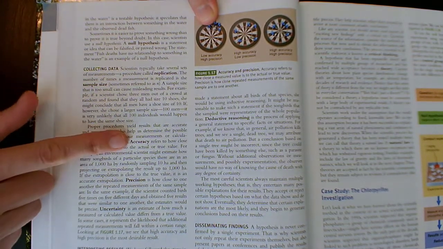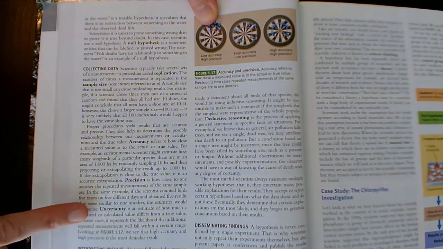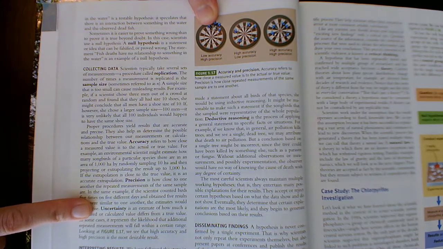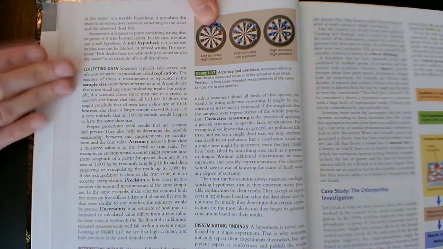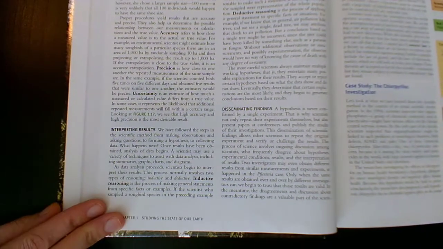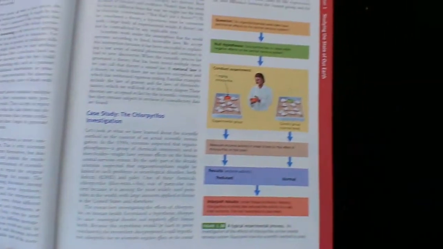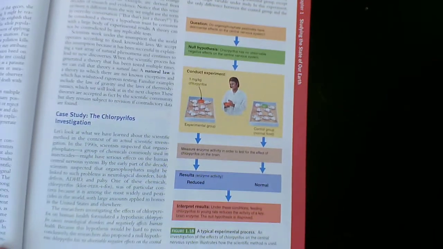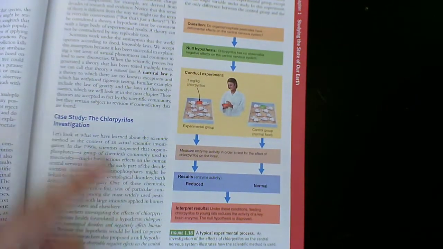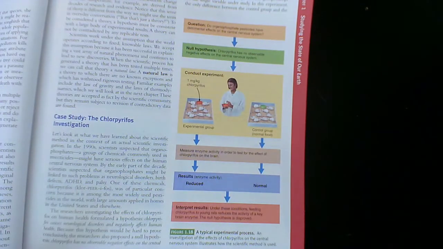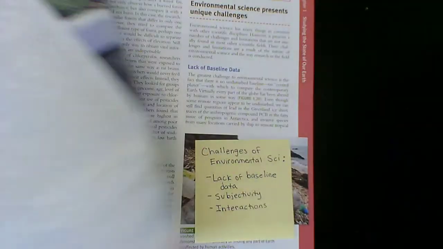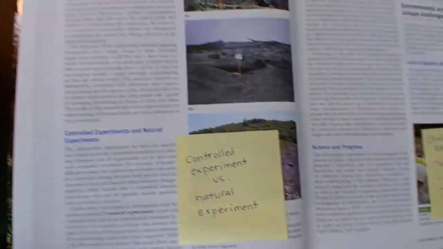You don't need to worry about accuracy versus precision versus uncertainty. You just need to know the basics of kind of what's happening here. Finally, interpreting results and then disseminating your findings. Okay, so just a good background knowledge of what's happening there. We'll talk a lot about science practices more later. This is a case study. You can read it. It just gives you a good comparison of what they're looking at with the process.